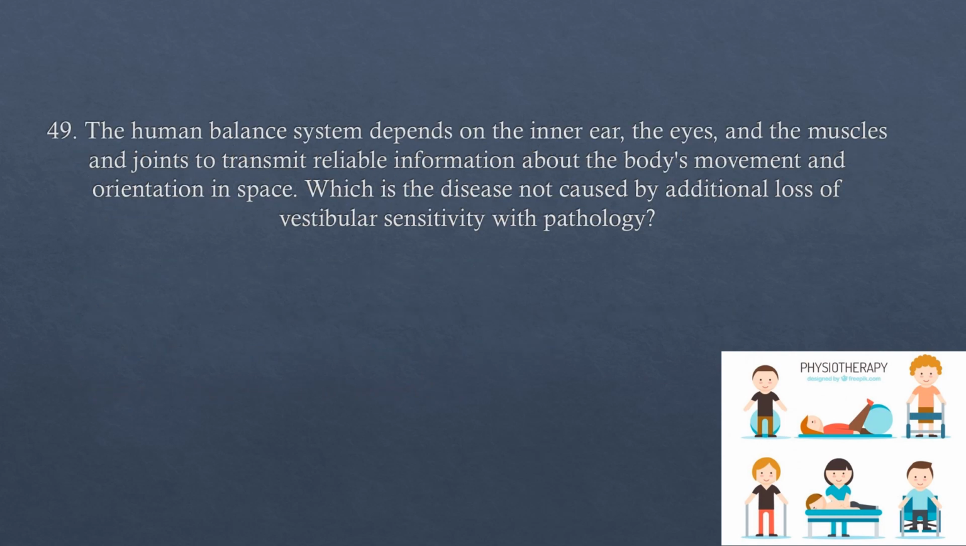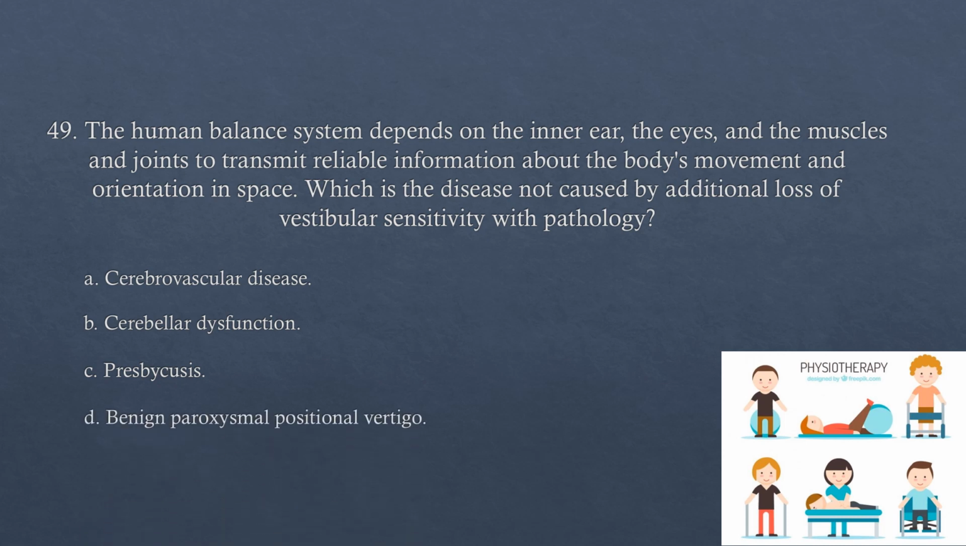Question number 49. The human balance system depends on the inner ear, the eyes, and the muscles and joints to transmit reliable information about the body's movement and orientation in space, which is the disease not caused by additional loss of vestibular sensitivity with pathology. A. Cerebrovascular disease. B. Cerebellar dysfunction. C. Presbycusis. Or D. Benign paroxysmal positional vertigo.